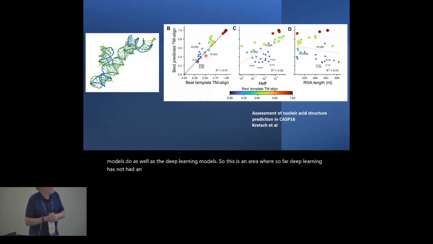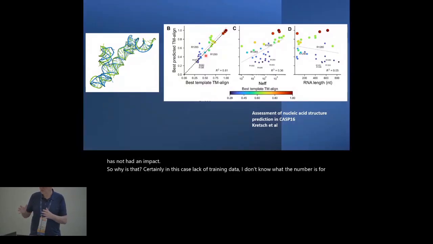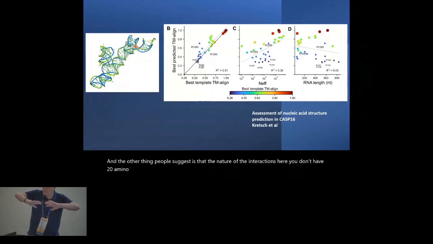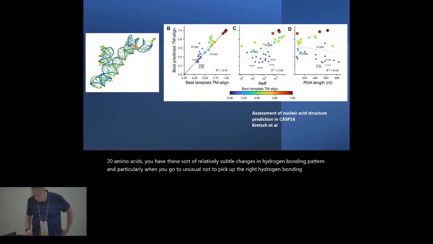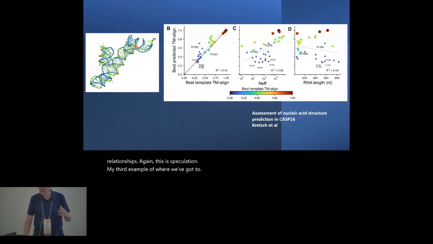So why is that? Well, certainly in this case, lack of training data. I don't know what the number is for RNA structures in the PDB, but it's probably less than 1/10 certainly of the number of useful protein structures. And the other thing people suggest is the nature of the interactions here. You don't have 20 amino acids, you have these relatively subtle changes in hydrogen bonding pattern. And particularly when you go to unusual features, you tend not to pick up the right hydrogen bonding relationships. Again, this is speculation.